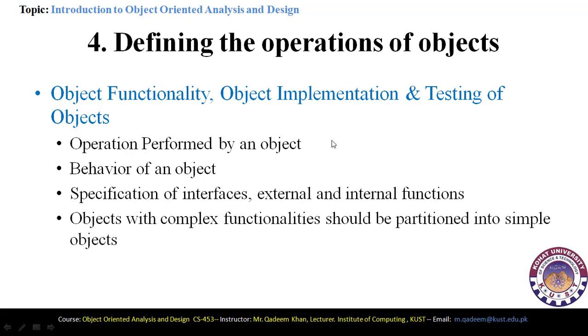So in object operations, we will specify different sorts of behavior or operations of the objects. Behavior means what objects will perform for the particular end users. Operations means what are the functionalities of the objects. Here we will specify interfaces. Interfaces means how the objects will interact with each other through their interface class.